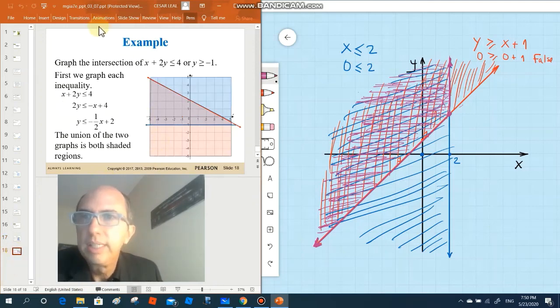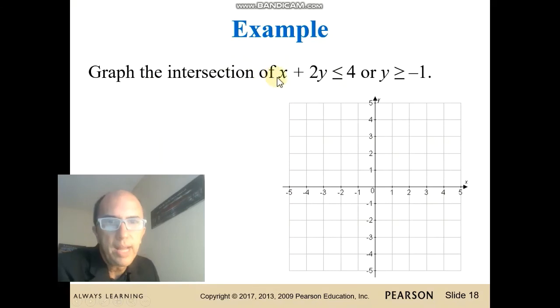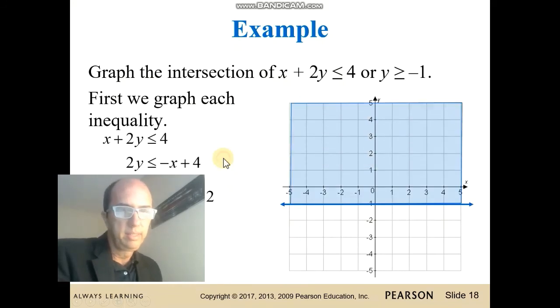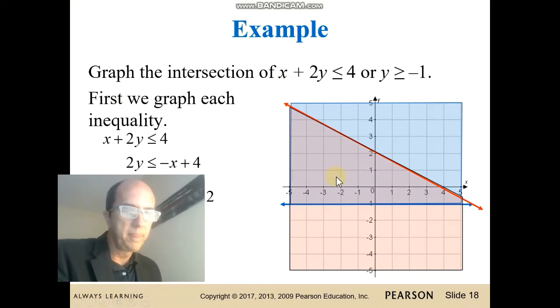And let's have a look at these slides. Graph the union of x plus 2y is less than or equal to 4, or y is greater than or equal to -1. Now, the word here is or. Or means union. First we graph each inequality. All right? Each inequality. And now the answer for this example is going to be the union.